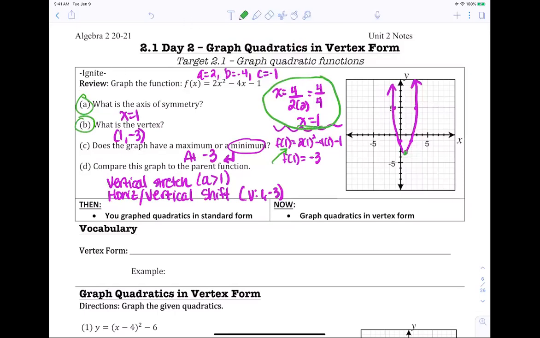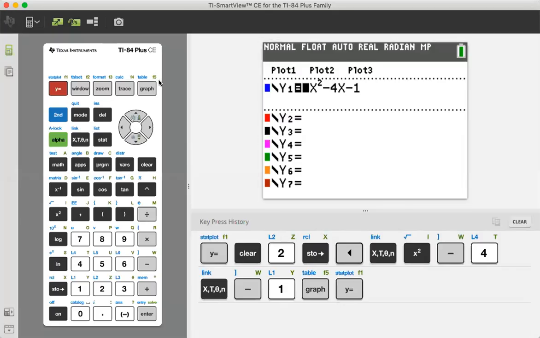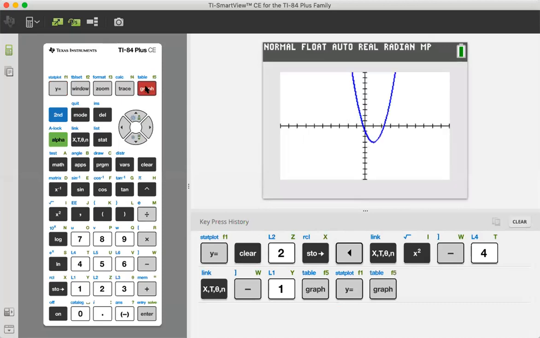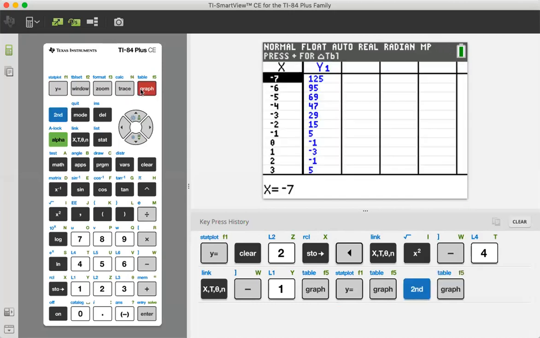To get the rest of the points, this is just a matter of typing this into our calculator and seeing what we get. So I typed it in. If you hit the graph button, you'll be able to see what the picture of this actually looks like. But remember, if you want the actual points, that's probably more useful to us than anything else. So if I go second table, it'll tell me what all of the points are.